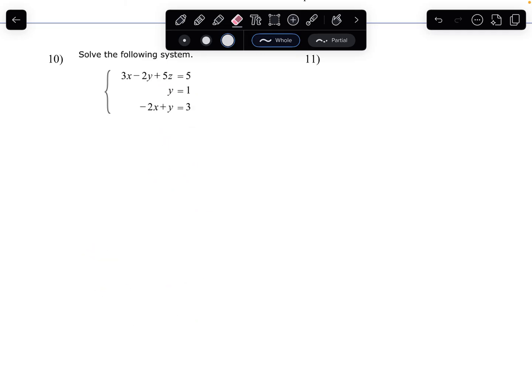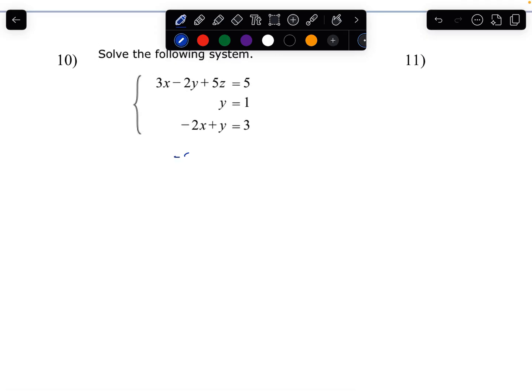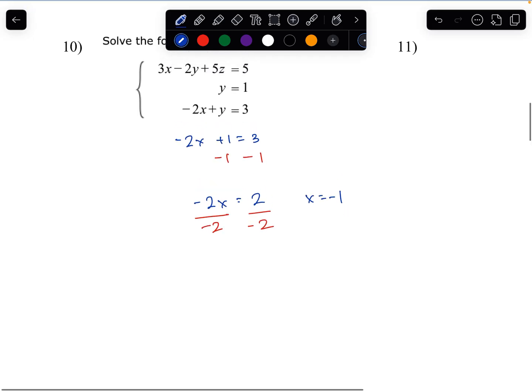Starting from the beginning. So y is equal to 1, so negative 2x plus 1 is equal to 3. So I'm going to subtract 1, subtract 1. Negative 2x will be equal to 2. Divide by negative 2, divide by negative 2, and I get x is equal to negative 1. So I'll plug that into the top equation. So 3 times negative 1 minus 2 times 1 plus 5z is equal to 5.